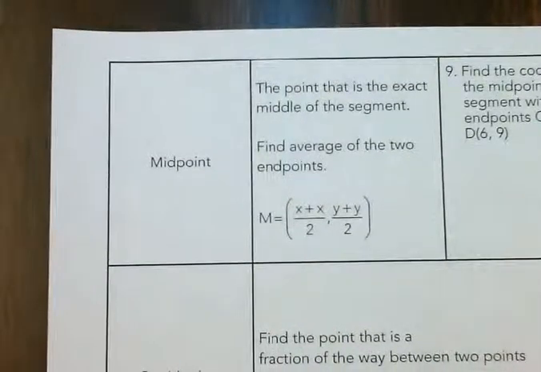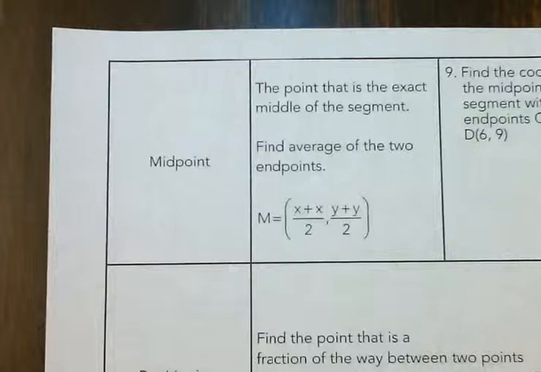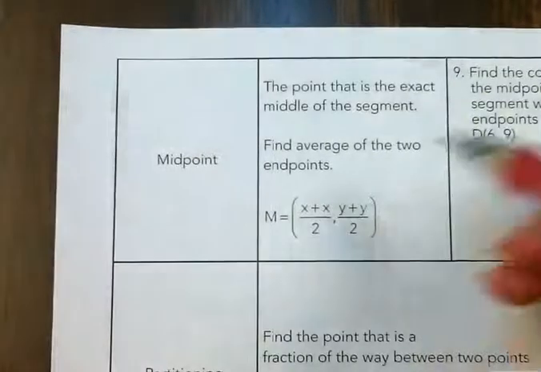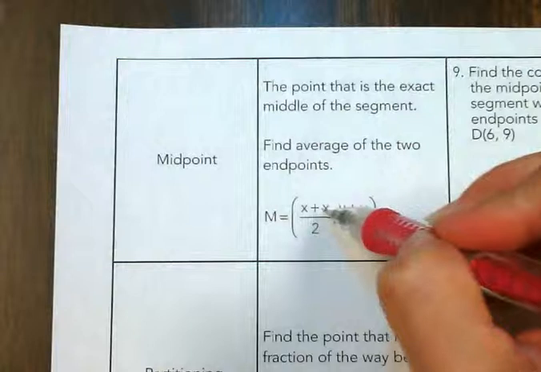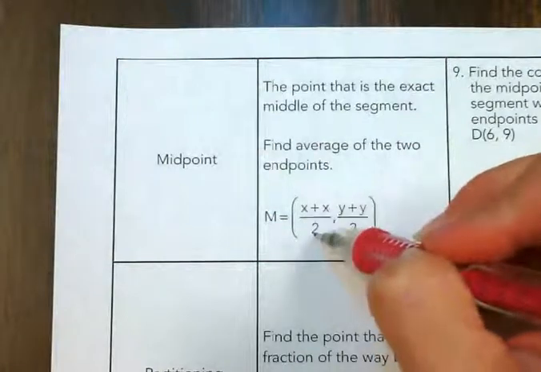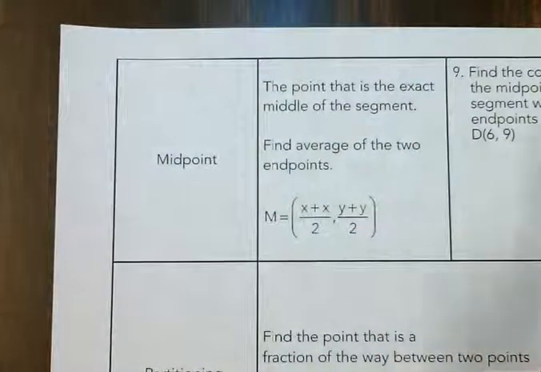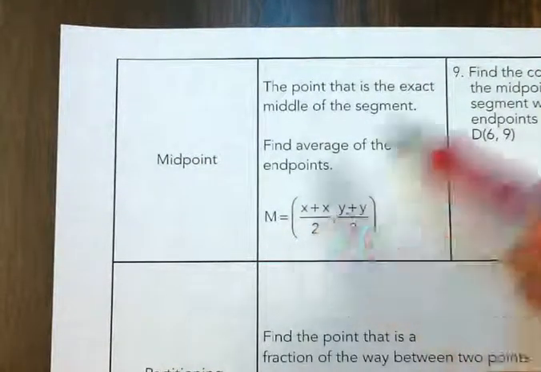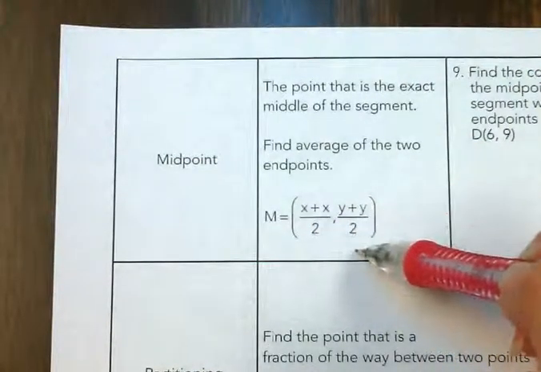We learned later in geometry that a midpoint bisects, where bisect means to cut in half. So all you have to do to find the midpoint is to average the two endpoints together. So when we average something together, we add the numbers together and then divide by however many numbers we have. And since we're talking about two endpoints, we have two x's, so we're going to add those together and divide by 2, and then add the y's together and divide by 2.